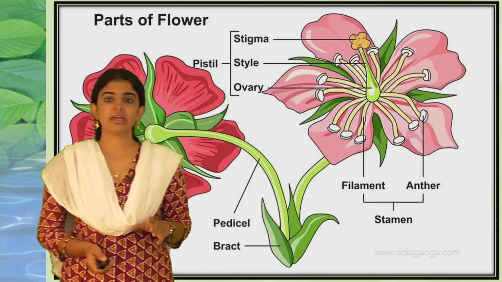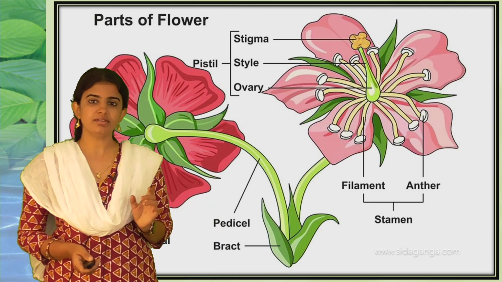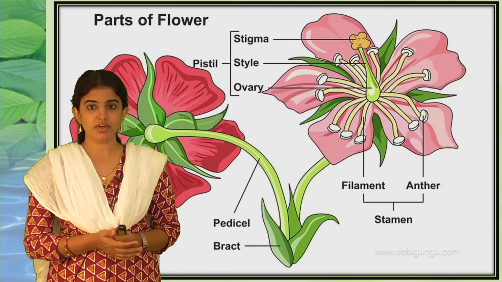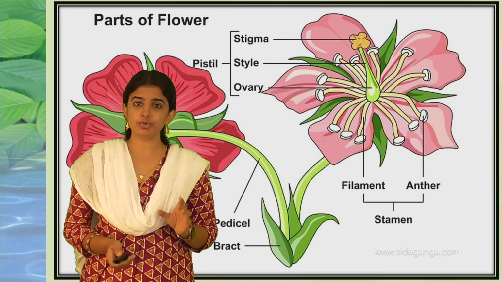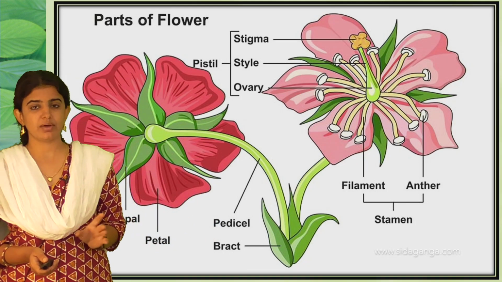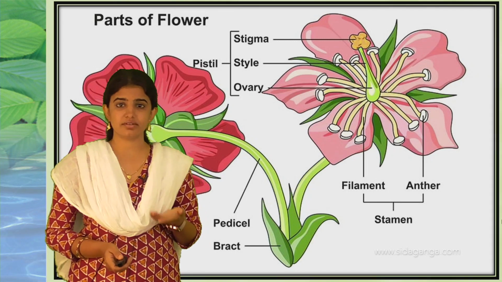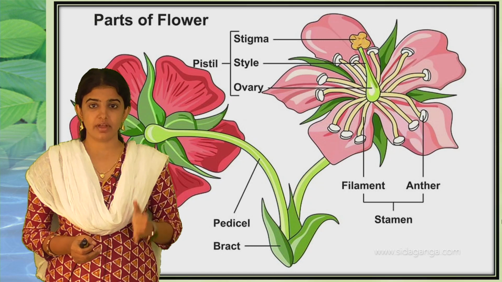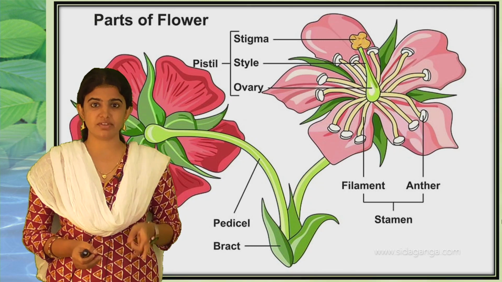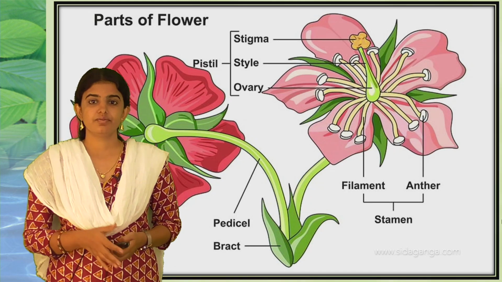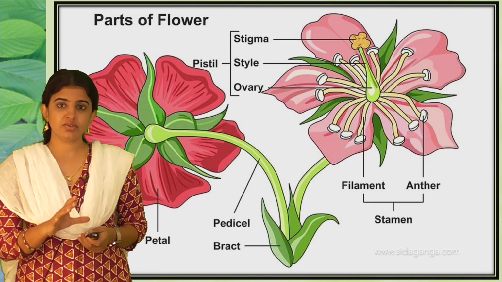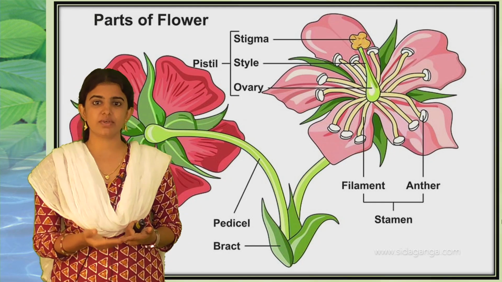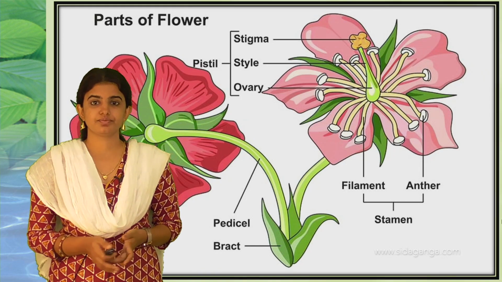Next one is the stamen and the pistil. Stamen is the male reproductive part of a flower, and the stamen is divided into two parts, anther and filament. Anther is the sac-like structure which is present above the filament, and the longitudinal structure present in the flower is called the filament. This is how the stamen is divided into two parts: the filament as well as the anther.